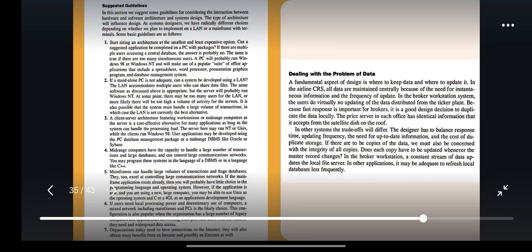First is start considering an architecture at the smallest and least expensive option. Can a suggested application be completed on a PC with packages? If there are multiple users accessing a central database, the answer is probably no. The same is true if there are too many simultaneous users. A PC will probably run Windows 98 or Windows NT and will make use of a popular suite of Office applications that includes a spreadsheet, word processor, presentation graphics programs, and database management system.